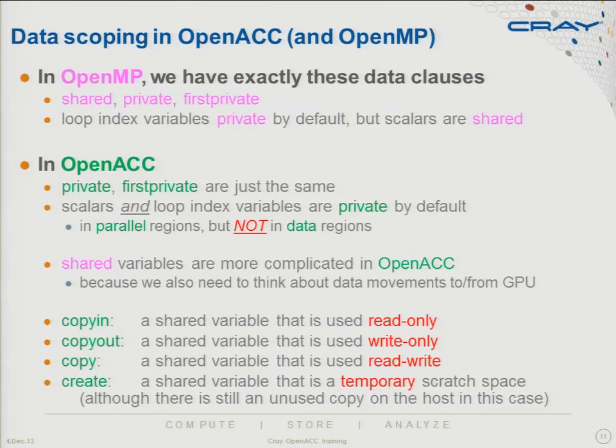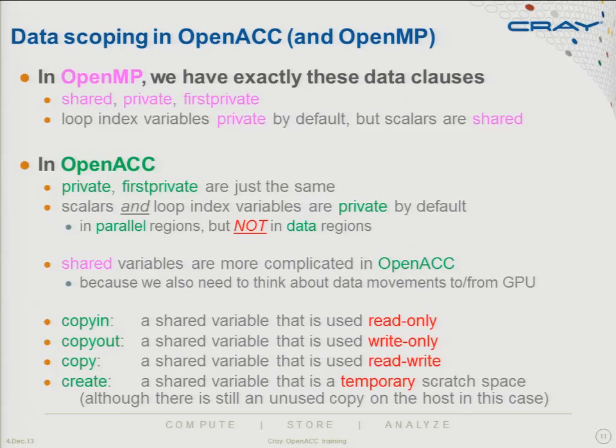So a shared array that is used as read-only in the kernel is copy in. A shared variable that's write-only is copy out. A shared variable that's used in a read-write manner is copy. And if it's a temporary array that's only used as a scratch workspace within a kernel, then it's a shared variable, but there should be no data movements, and create is the name of that.